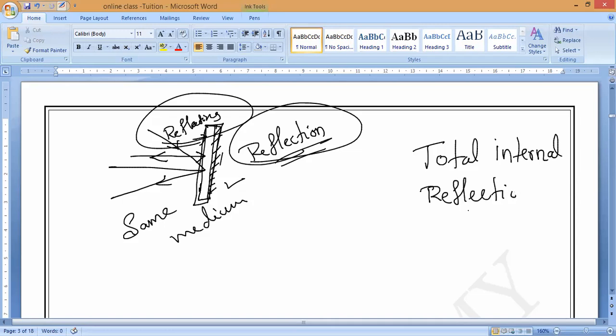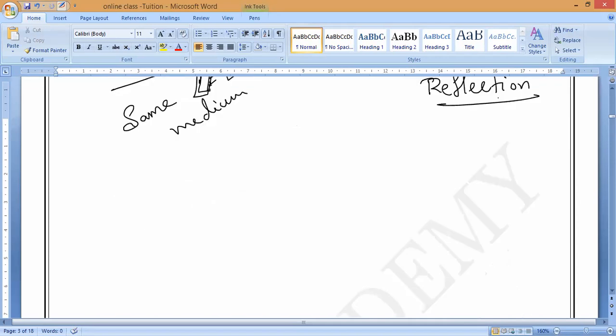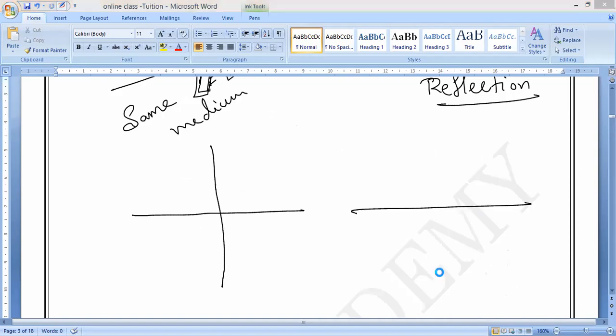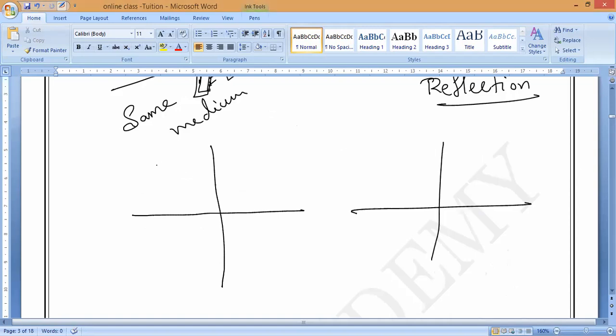Now we are going to study internal reflection. If you want to understand total internal reflection, you have to know this concept first. First, all of you should say, light is entering from rarer to denser, and from denser to rarer. Let me take the denser here and the rarer here. Now you tell me, how will light behave? What is the phenomenon of light?